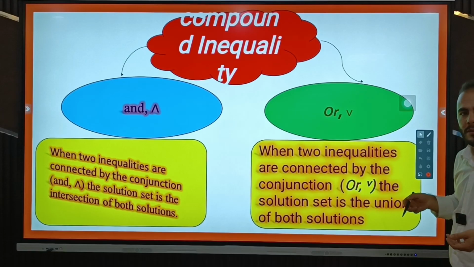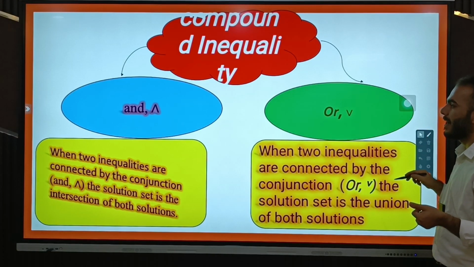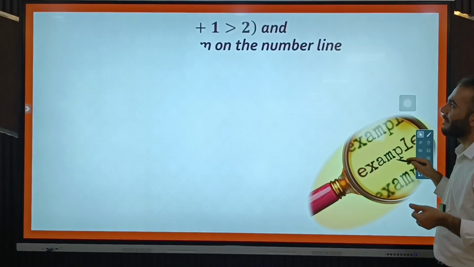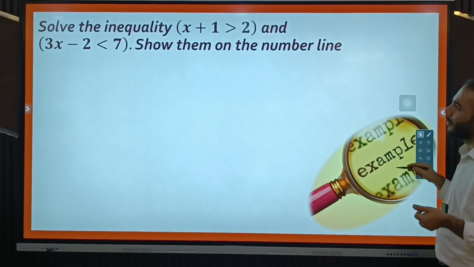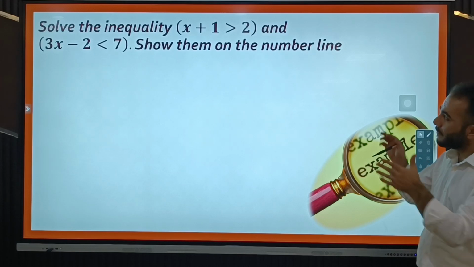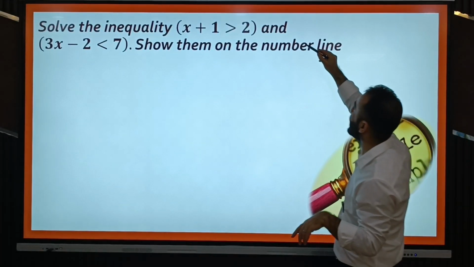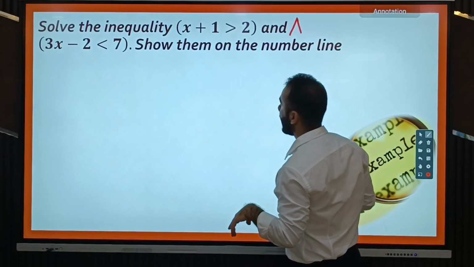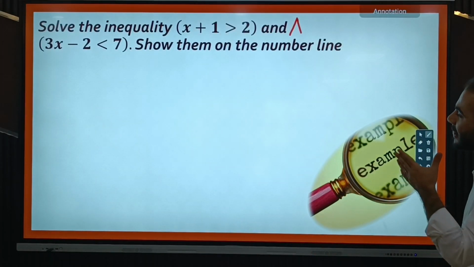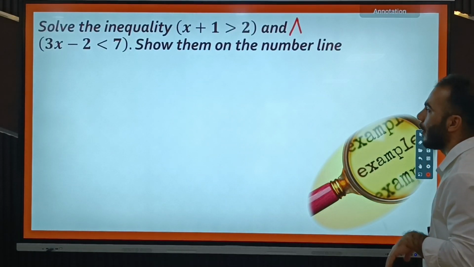Teacher, we did not get it. Perfect. Let's just go to the examples. Solve the inequality x plus 1 greater than 2 and... So in another term, we can say that with the upside down V, the "and" symbol. And show them on the number line.